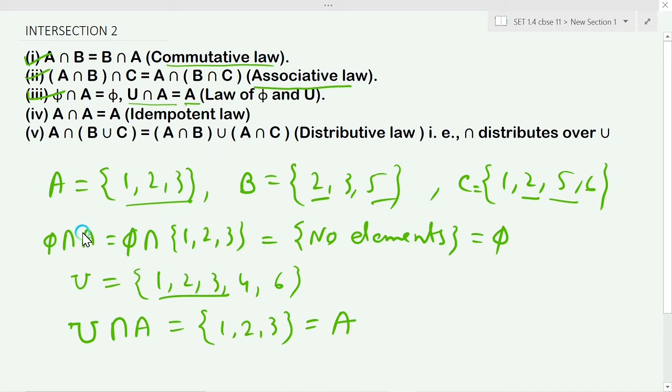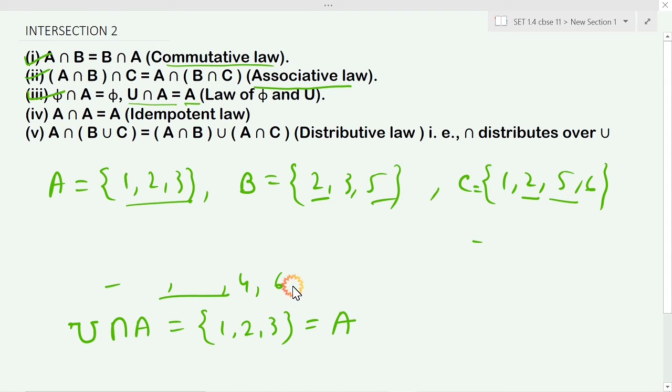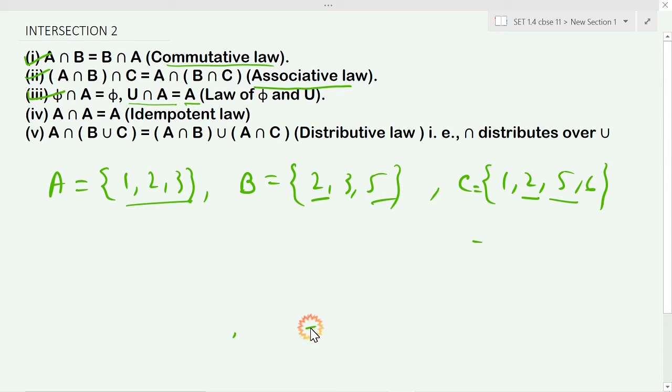Okay, now the fourth property is A intersection A equals A.